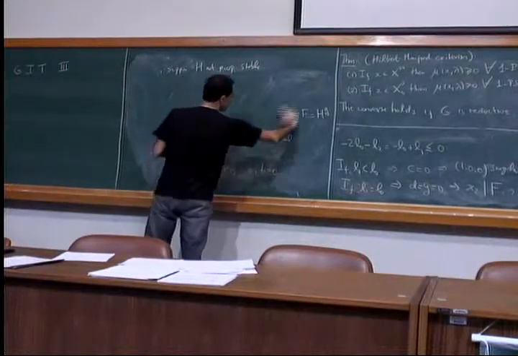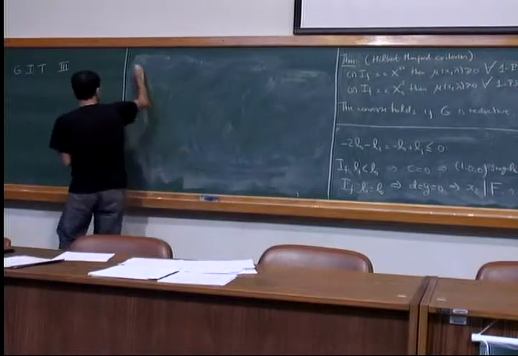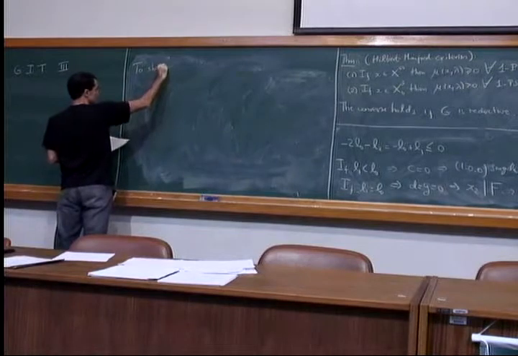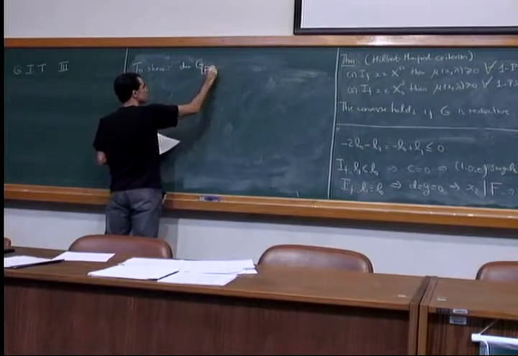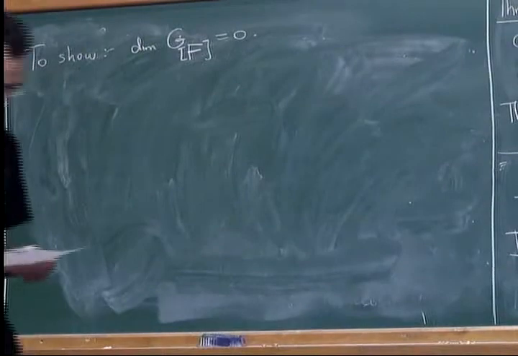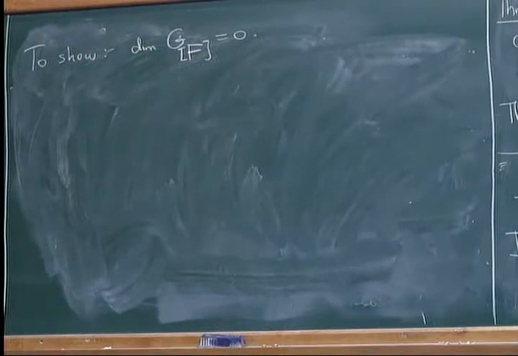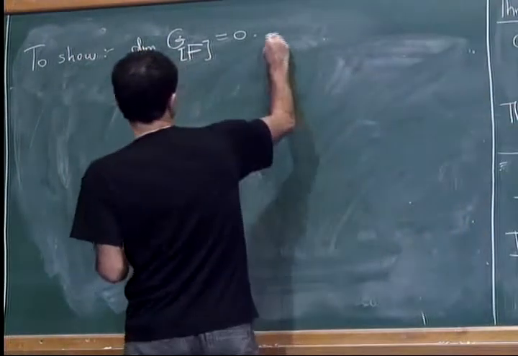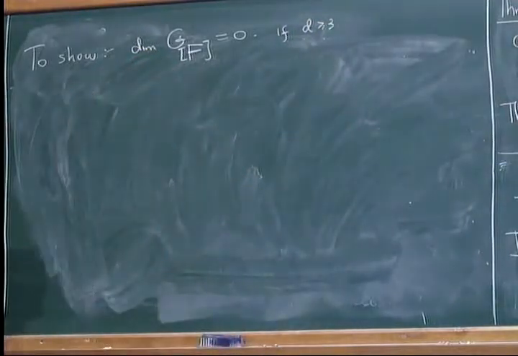So what we need to show now, and I'll explain why, is that the stabilizer of f, of this point, is 0. If we show that, we finish. Why is that so? Of course, d is greater than or equal to 3, and you're going to see the condition appearing. So why is that enough?